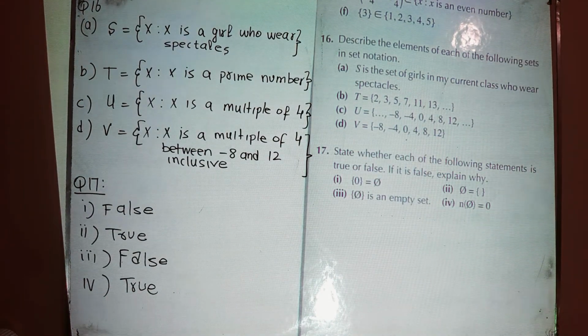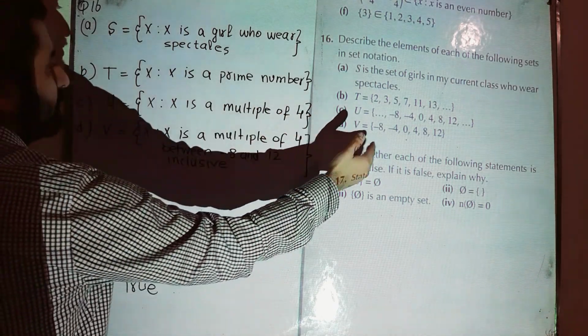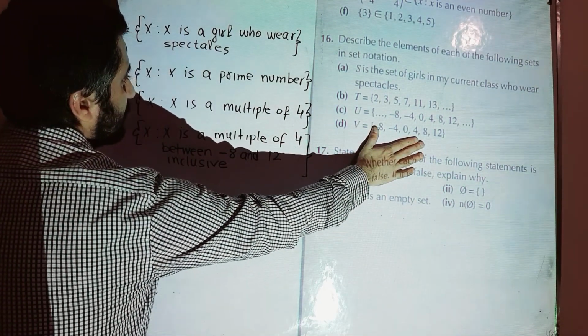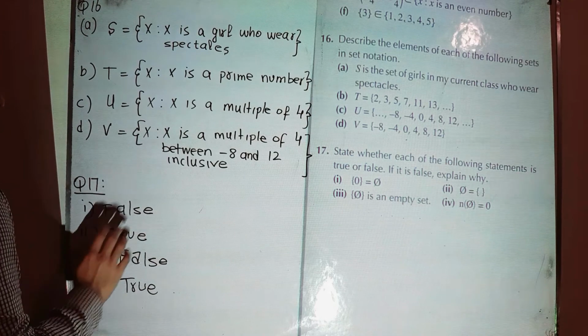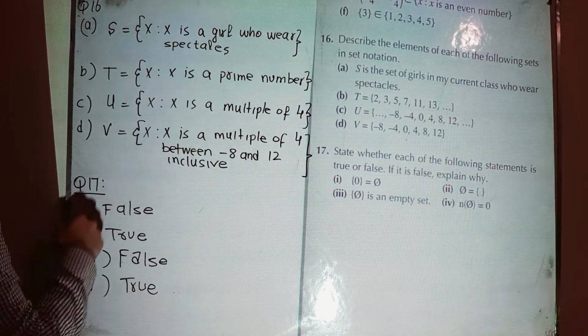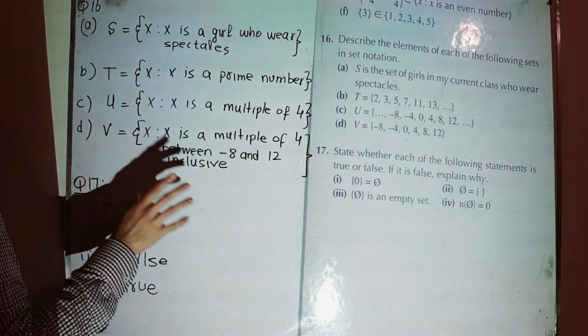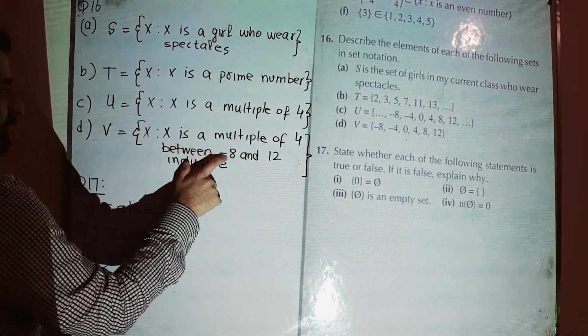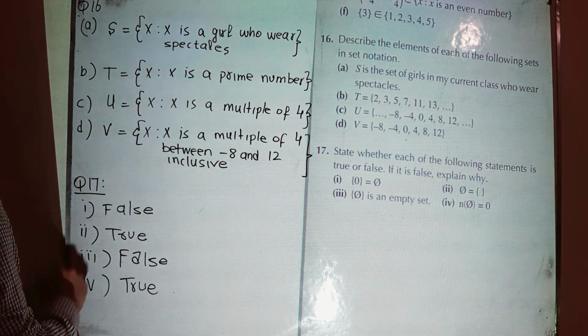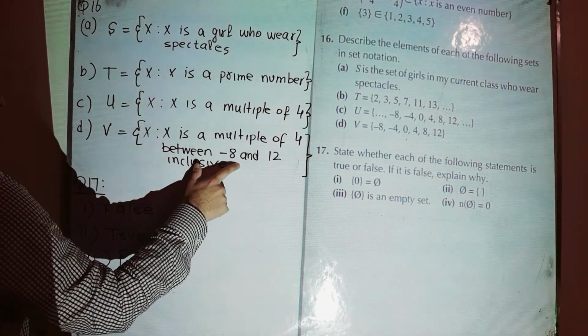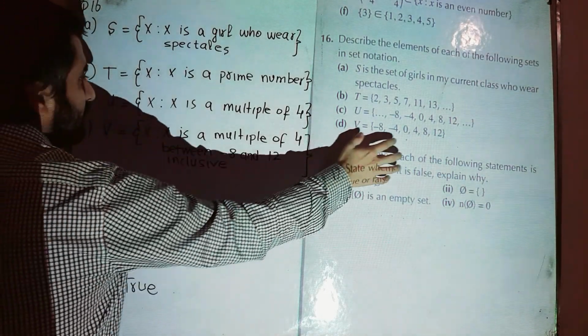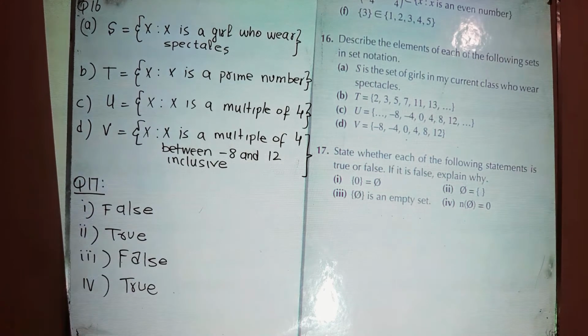Part D is V, minus 8, minus 4. Now we have got multiples of 4, but there is a limitation. X such that X is a multiple of 4. What is the limitation? Between minus 8 and 12. And inclusive means I have to include minus 8 and 12 in this one.